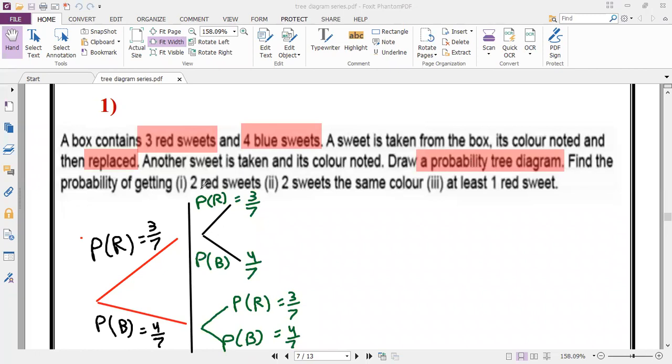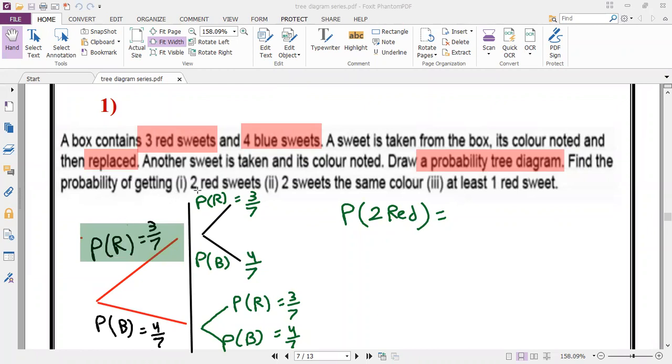The first question. Find the probability of getting 2 red sweets. Probability of getting 2 red sweets. So the probability of getting a red sweet is 3/7.